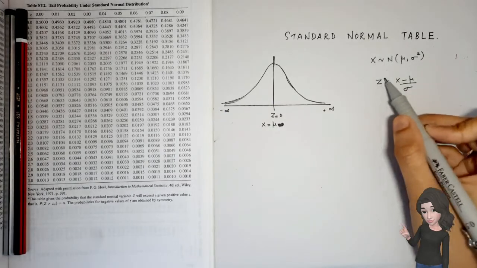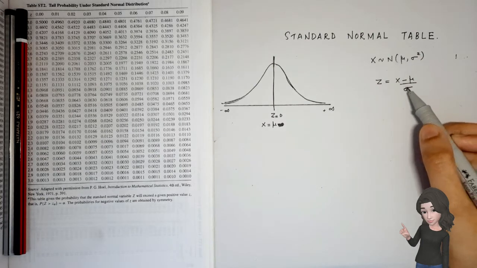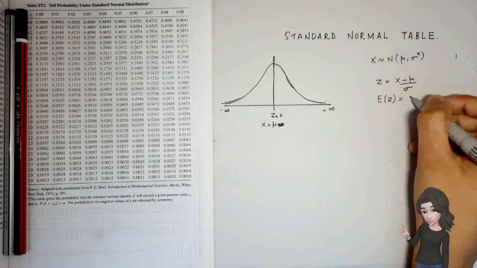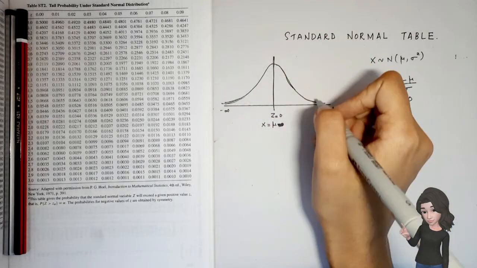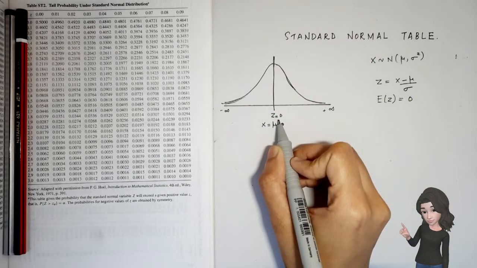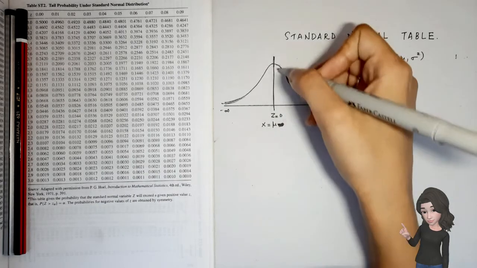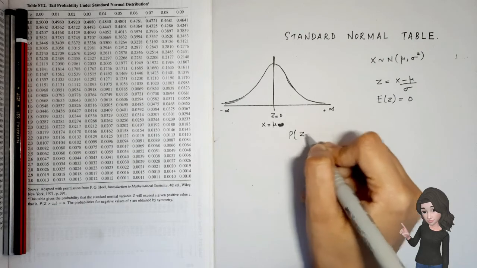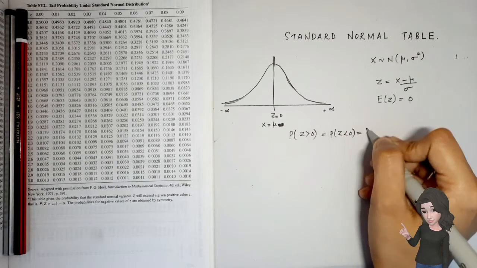And Z is a standardized random variable where Z is equal to X minus mu by sigma, and since Z is equal to X minus mu by sigma, the expectation of Z is equal to 0. Since the expectation of Z is equal to 0, this standard normal curve is also symmetric about 0. So we are going to consider the standard normal curve. Z is equal to 0 here, and since this is symmetric, the probability of Z greater than 0 is equal to the probability of Z less than 0, which is equal to 1 by 2.